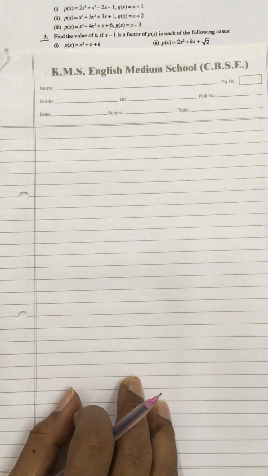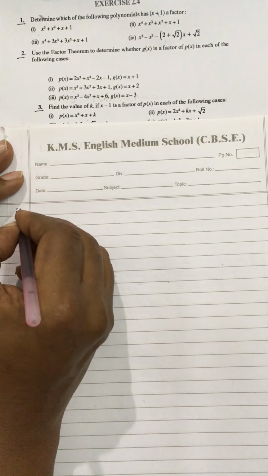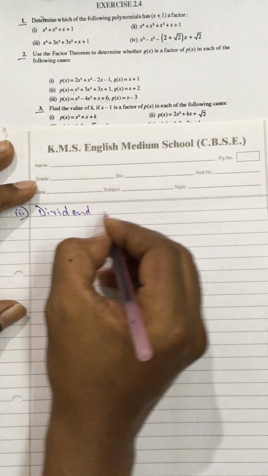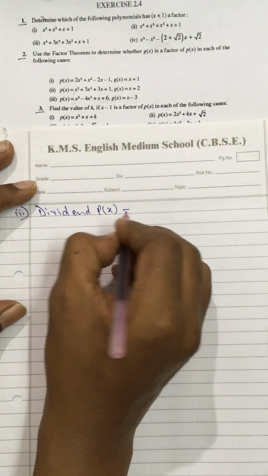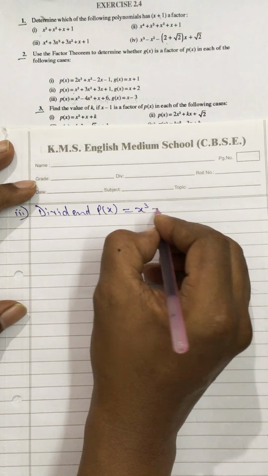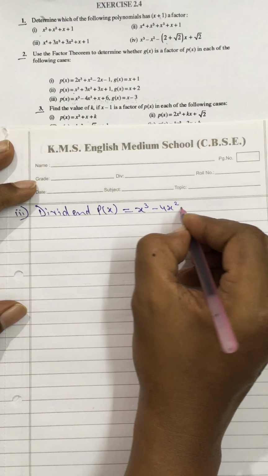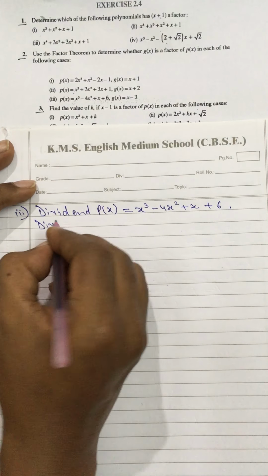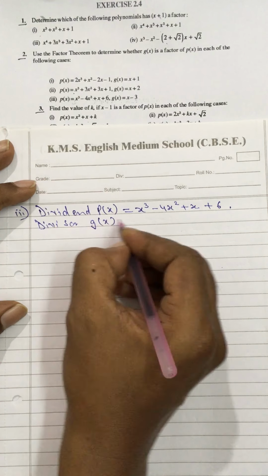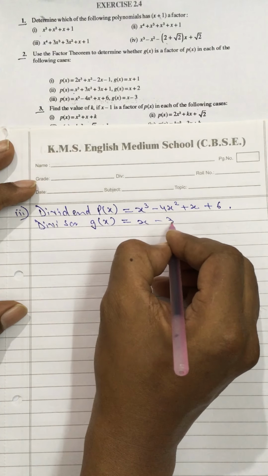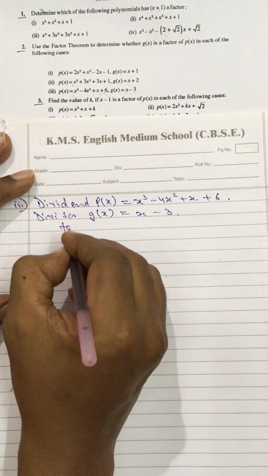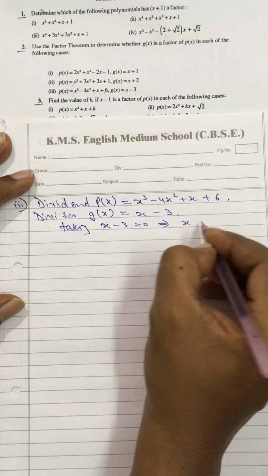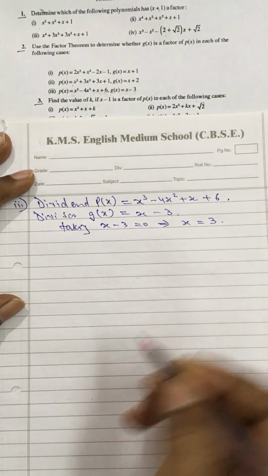Now going to question number 3, of course, sub question 3. Again here, dividend is p of x is x cube minus 4x square plus x plus 6, and divisor is x minus 3. So taking x minus 3 is equal to 0, we will get x is equal to minus 3 will go on the other side, we will get x is equal to 3.